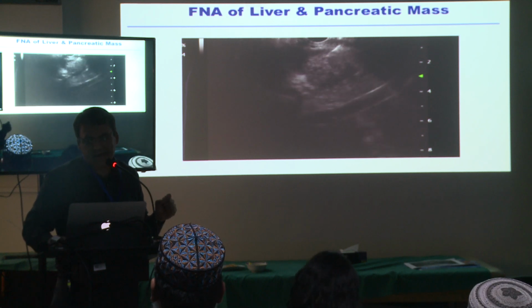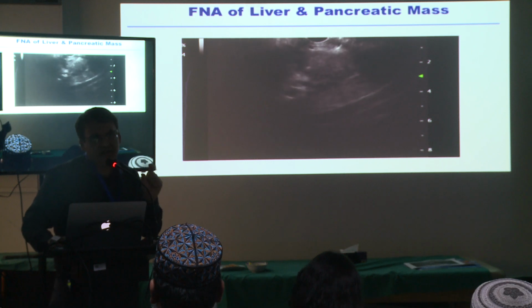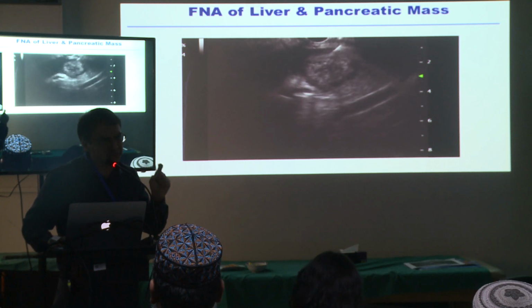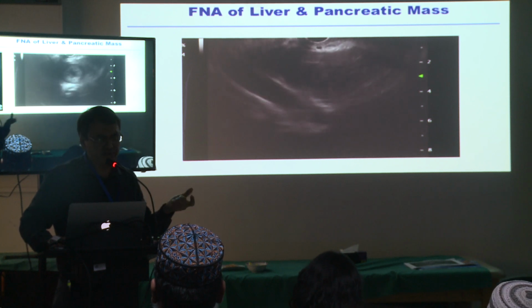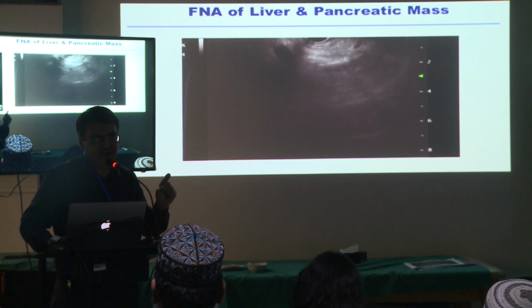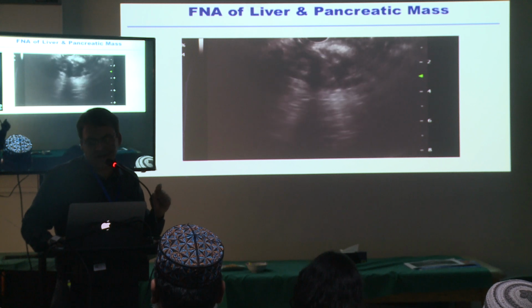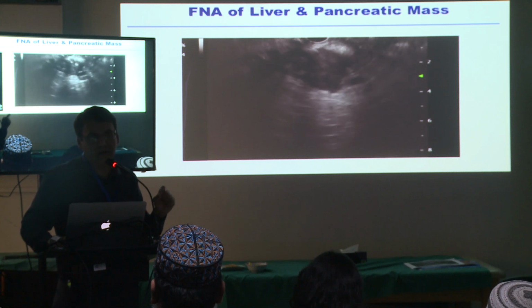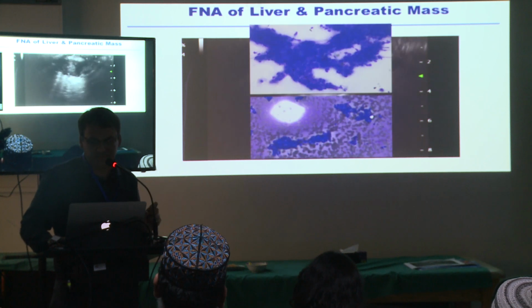Okay. And I think this is a liver lesion. I mentioned that liver lesions are extremely, extremely cellular. You really don't have to make too many passes. And I like to use a smaller needle for liver lesions. I want to avoid too much normal tissue going into the bigger needle. Okay.